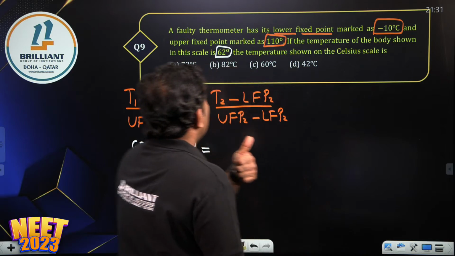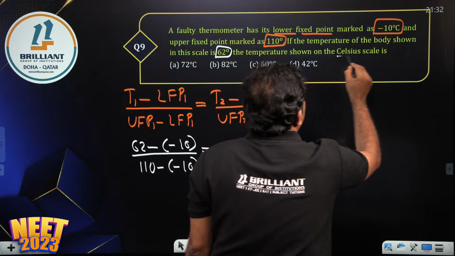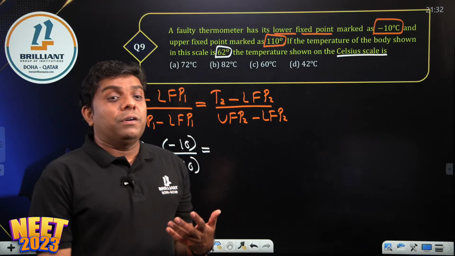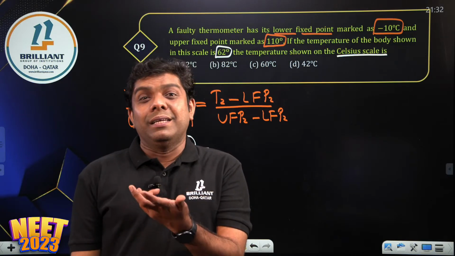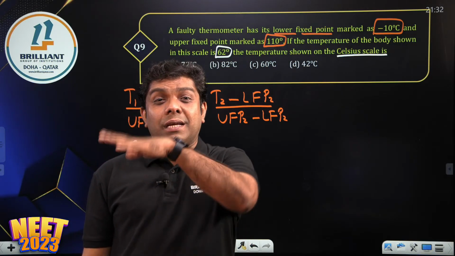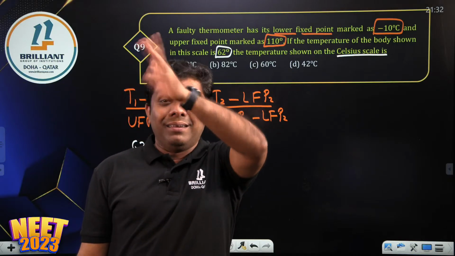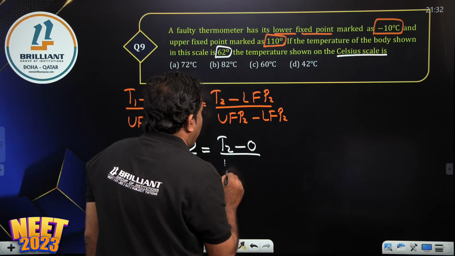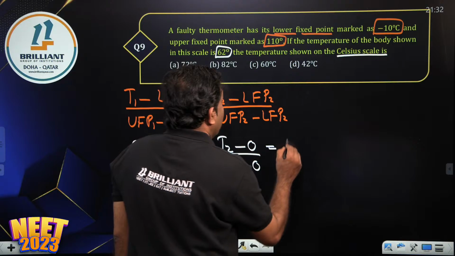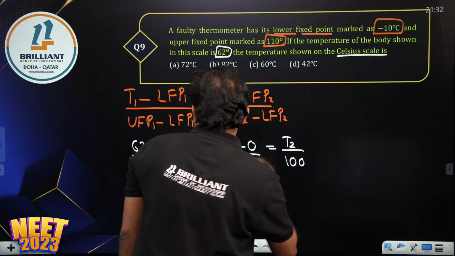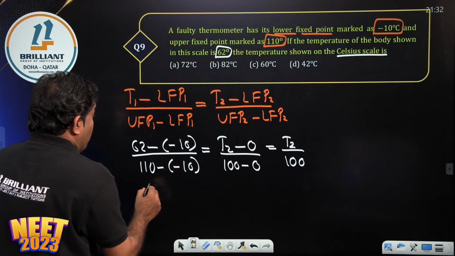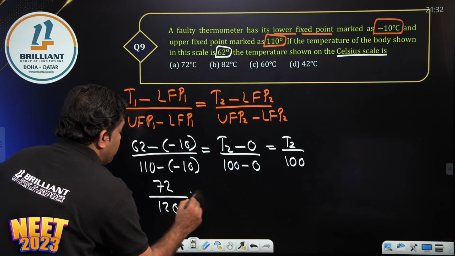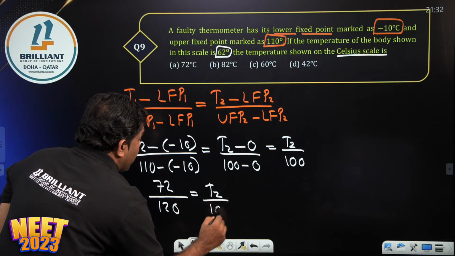See, the temperature shown on the Celsius scale is what we want to find. So for Celsius, what is the lower fixed point? That is 0 degrees Celsius. And the upper fixed point of the Celsius scale is the boiling point of water, 100 degrees Celsius. So we can say that is (T2 minus 0) by (100 minus 0), that is T2 divided by 100. So simplify: 62 minus -10, that is 72, by 120 is equal to T2 by 100.